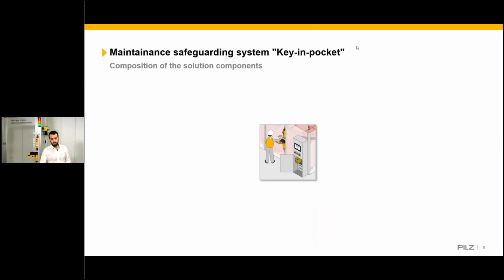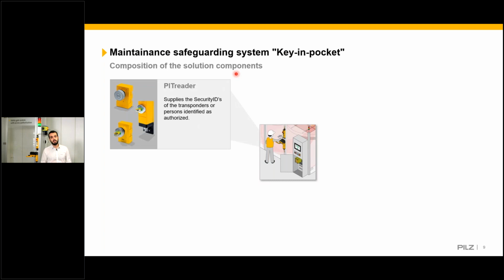Good. Now that we understand the basics and the process of the key in pocket solution, we will go through the different components. The first and most important one is our PIT reader. This is our device, which takes the information from the keys and sends it to the safety controller. As you can see here, we have different devices for different types of keys. We have the transponder key, but we also have cards, as you can see on the left side.